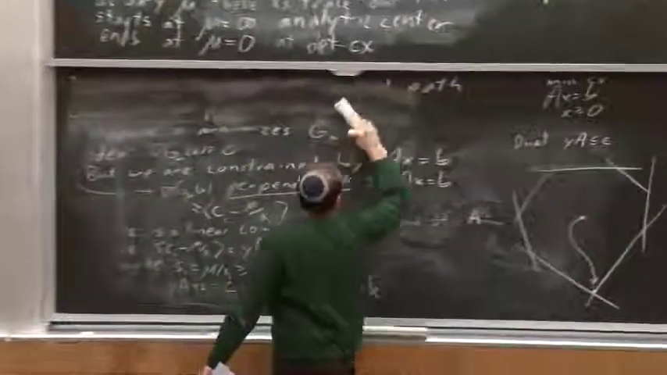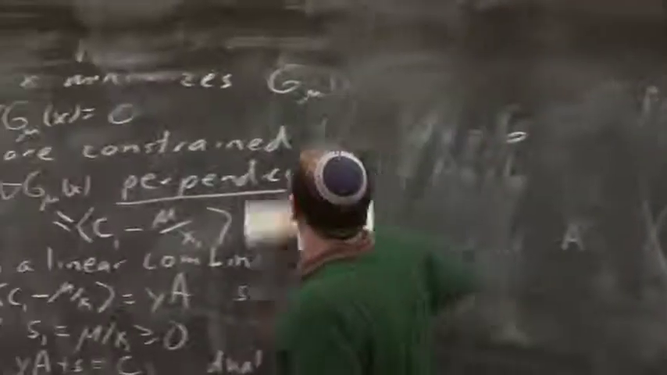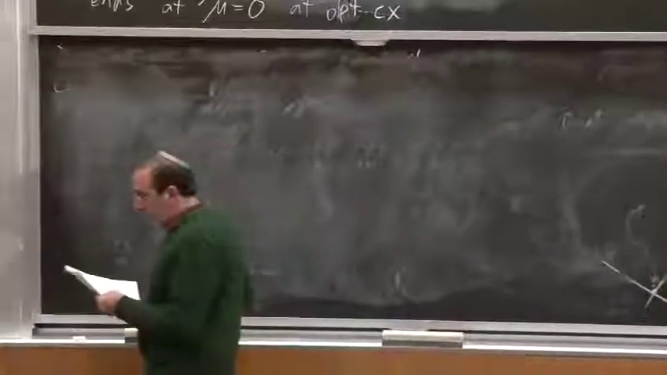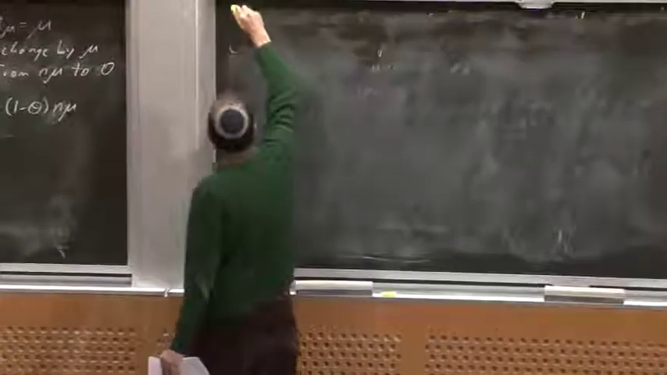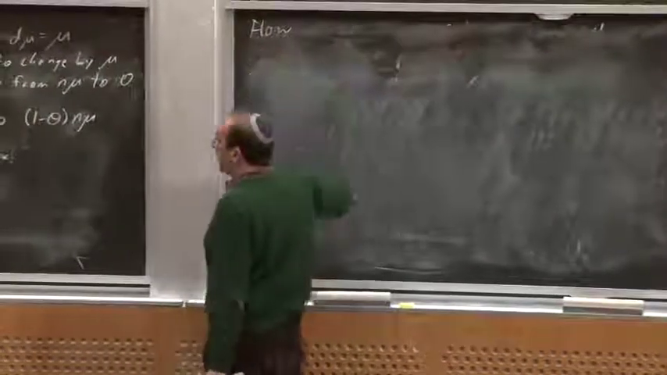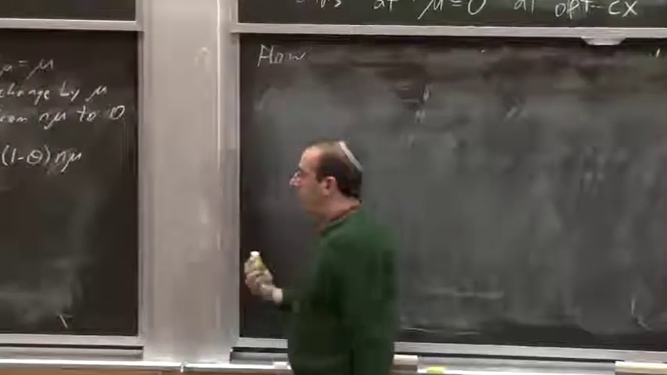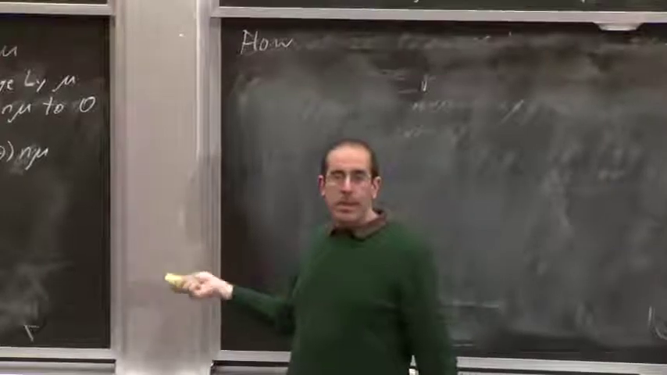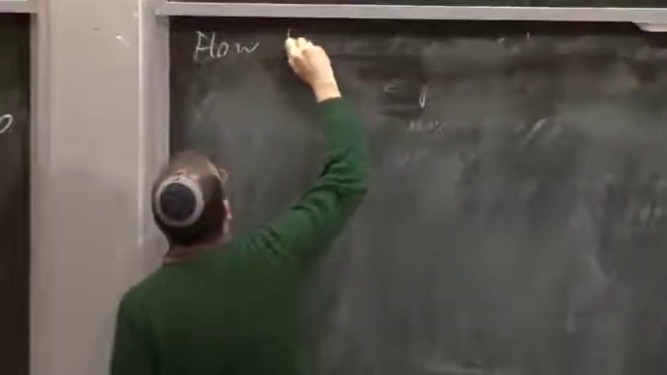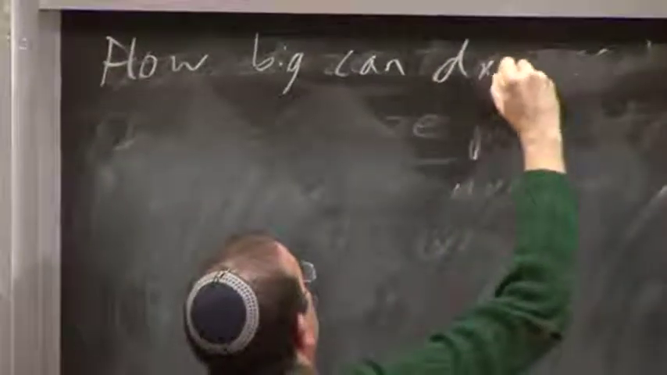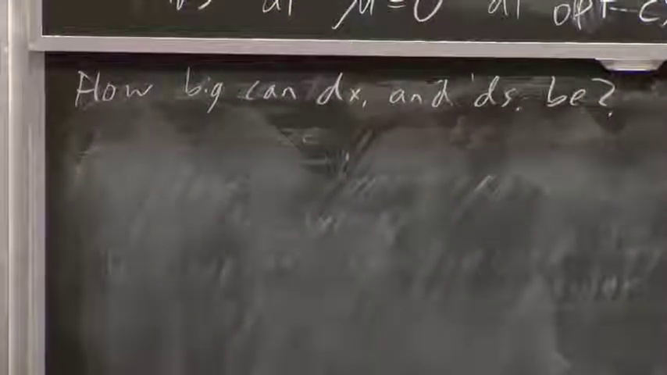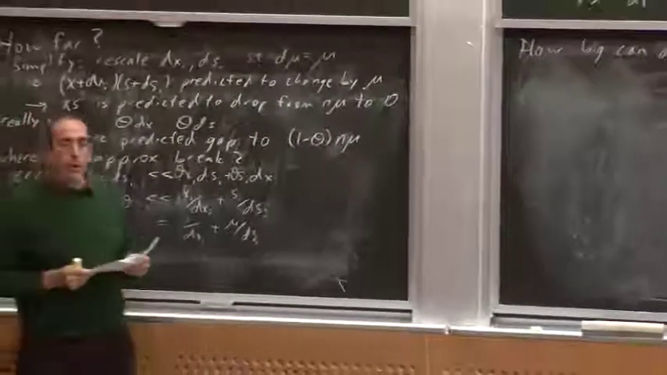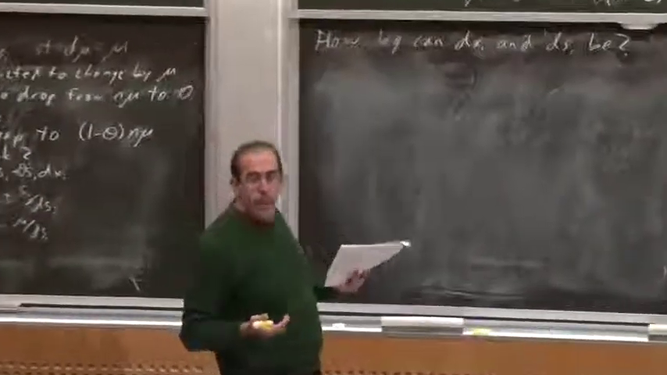So now we're in the home stretch. So in order to decide what theta can be, we need to ask, right? We want to make theta big. What's going to stop us from making theta big is large values for dxi and dsi, right? So how big can dxi and dsi be? Well, where did dxi and dsi come from? How did we construct them?